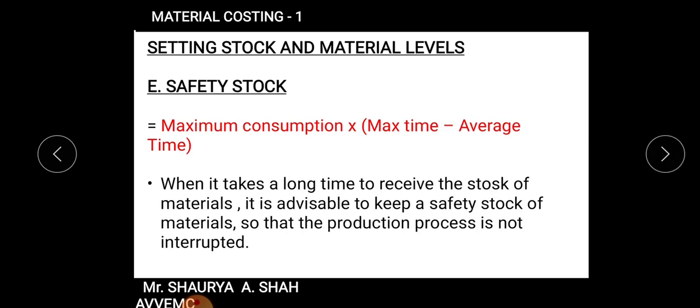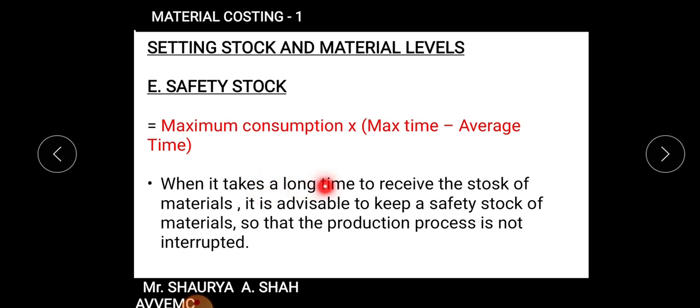The next and the last is your safety stock level, students. You have only 6 or 7 formulas to be studied in the chapter. Out of that, we are on the 5th formula, that is your safety stock level. What is safety stock level? It is maximum consumption into maximum time minus average time, right? There are shortcuts for every formula. Don't worry for that. You just need to understand which level is there for which purpose.